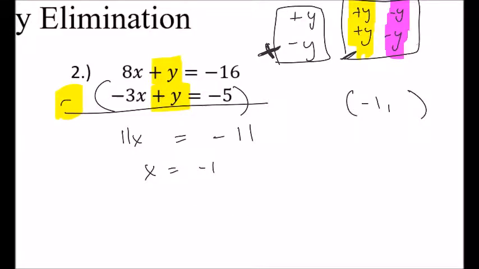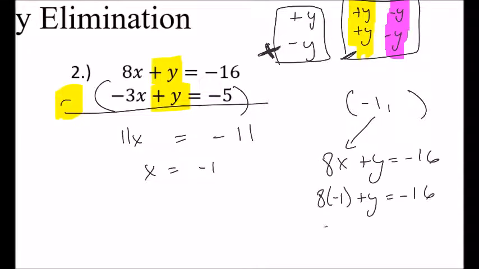Let's find our y real quick. 8x plus y is equal to negative 16. I now know that x is a negative 1. 8 times negative 1 plus y is equal to negative 16. Negative 8 plus y is equal to negative 16. y is equal to, add 8 to both sides, negative 8.